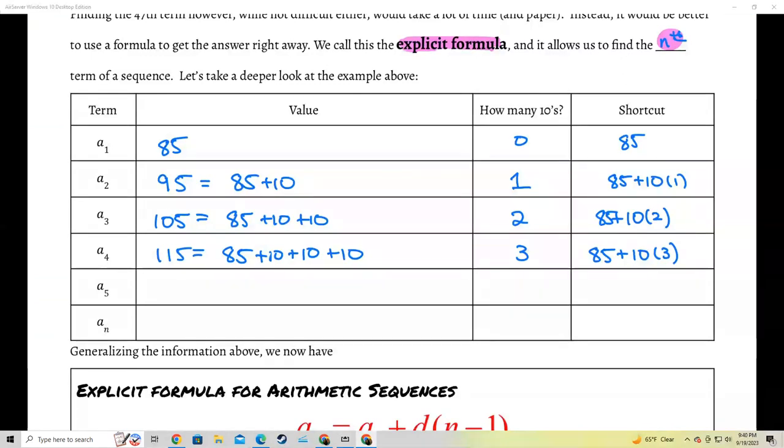All right, we're going to do one more and then we're going to be like, what the heck is going on here? So, how did I get the fifth term? To get the fifth term, which was 125, really what I did was I got the 85, then I added a 10, then I added a 10, then I added a 10, and then I added a 10 again. How many of those 10s did I add? I added 4 of them. So, really, shortcut wise, what did I really do to get that 125? I took the 85 and then I added the 10 4 times.